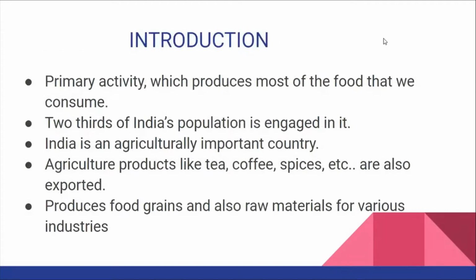Now, introduction. As I already said, it is a primary activity and it produces most of the food, and two-thirds of India's population is engaged in it. It is an agriculturally important country, and agricultural products like tea, coffee, and spices are also exported from India to many parts of the world. It produces food grains and also raw materials for various industries.